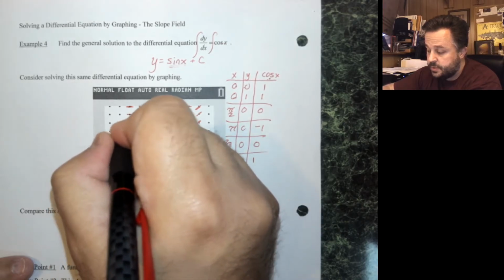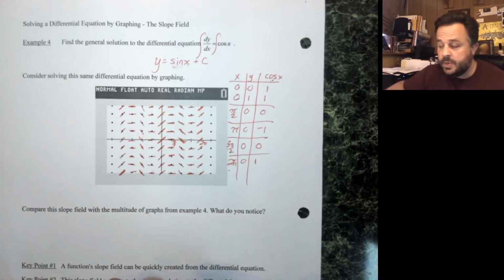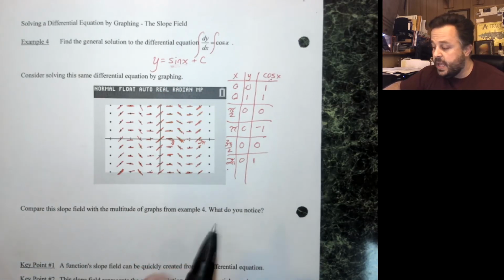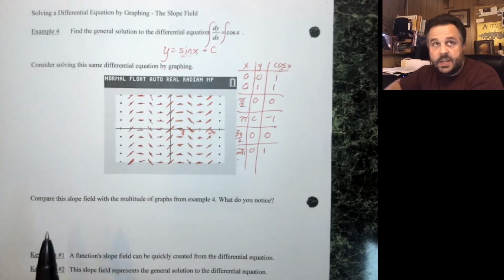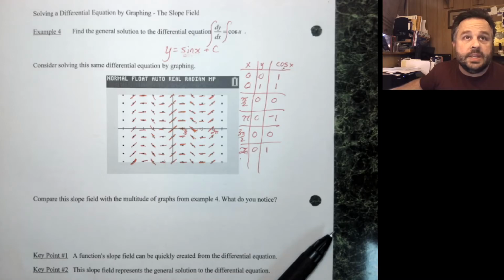So I know that was a little rushed, but if you have questions, definitely just go ahead and email me and we can go through this. Now, watch this. Compare this slope field with the multitude of graphs from example 4.